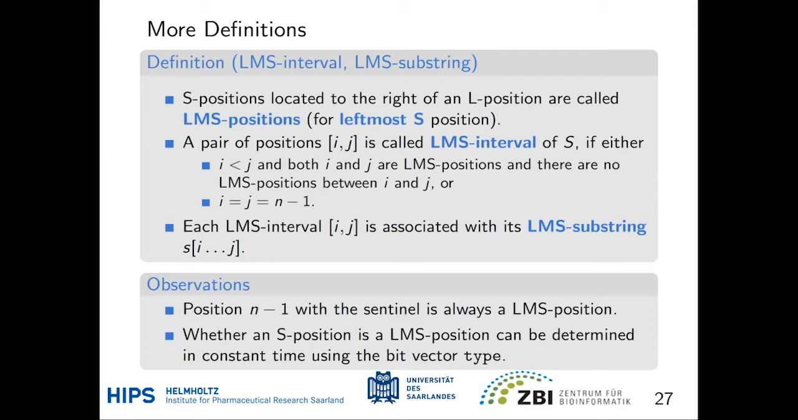And obviously, each LMS interval is associated with an LMS substring between positions i and j, including the ends. Now, by this definition, the last position of the string is always an LMS position. And whether a particular S position is also an LMS position, so the leftmost S position, can be determined in constant time using the bit vector type by just looking up the type of the position to the left of the particular position.